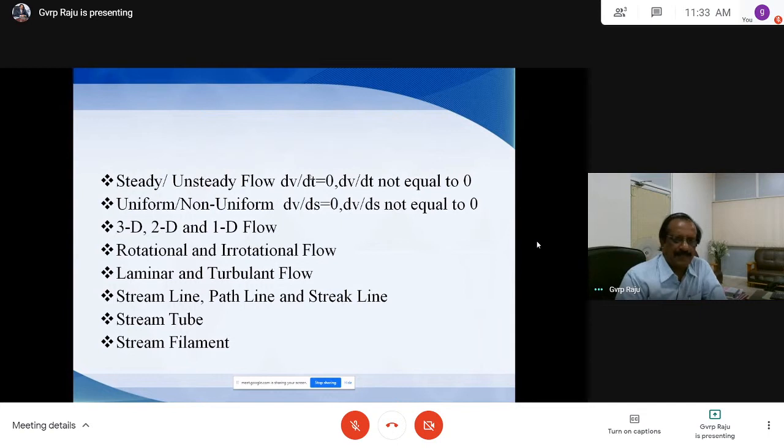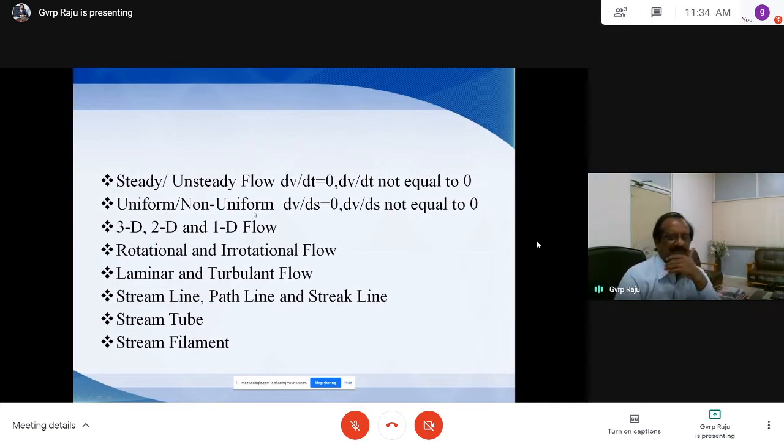Unsteady flow means when the properties, any one property or all the properties, change with time, you can say it is unsteady flow. Just the opposite. As it is not constant with time, dv by dt is not equal to 0 for unsteady flow. The change of velocity with time is not equal to 0, so it is unsteady flow.